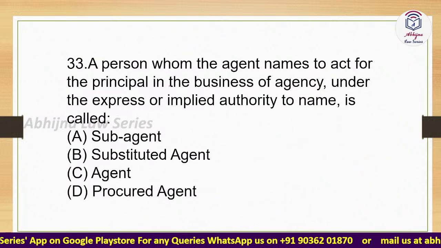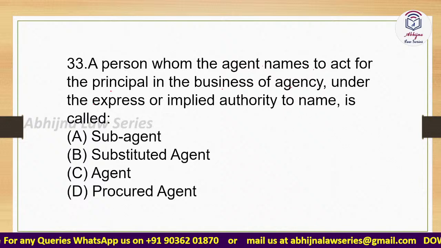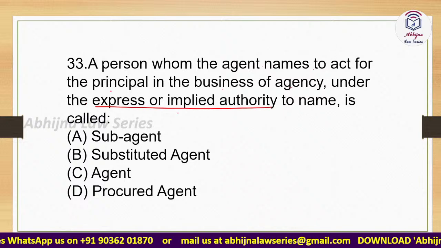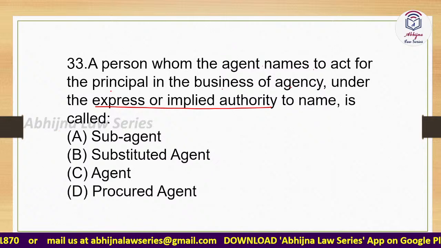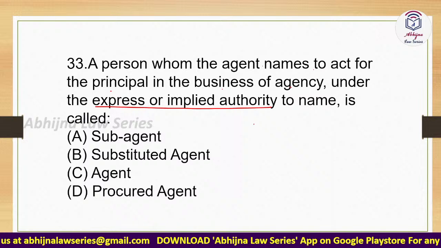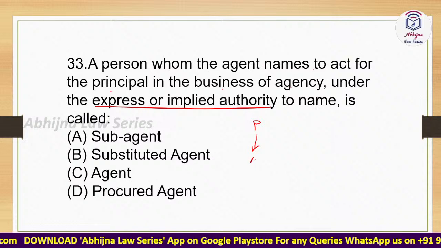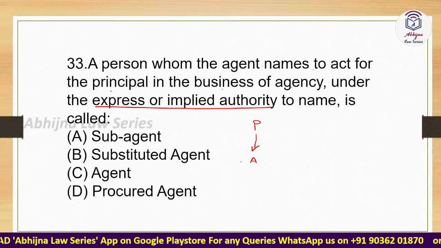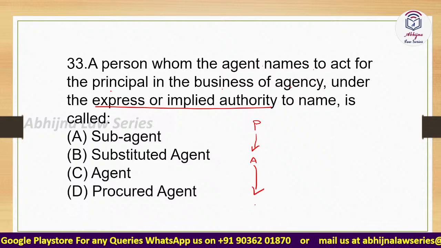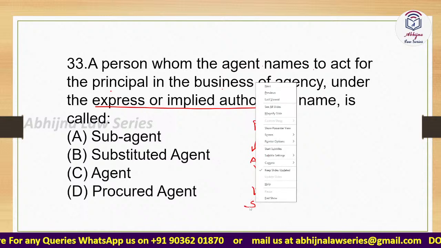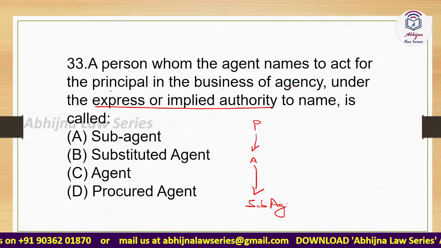Next one. A person whom the agent names to act for the principal in the business of agency under the express or implied authority to name is called. There are different types of agents: sub-agent, substituted agent. See, when a person is a principal, he has delegated his authority to his agent. This is a proper principal-agent relationship. When the agent sub-delegates the work to another person, that could be a sub-agent. He is called a sub-agent.